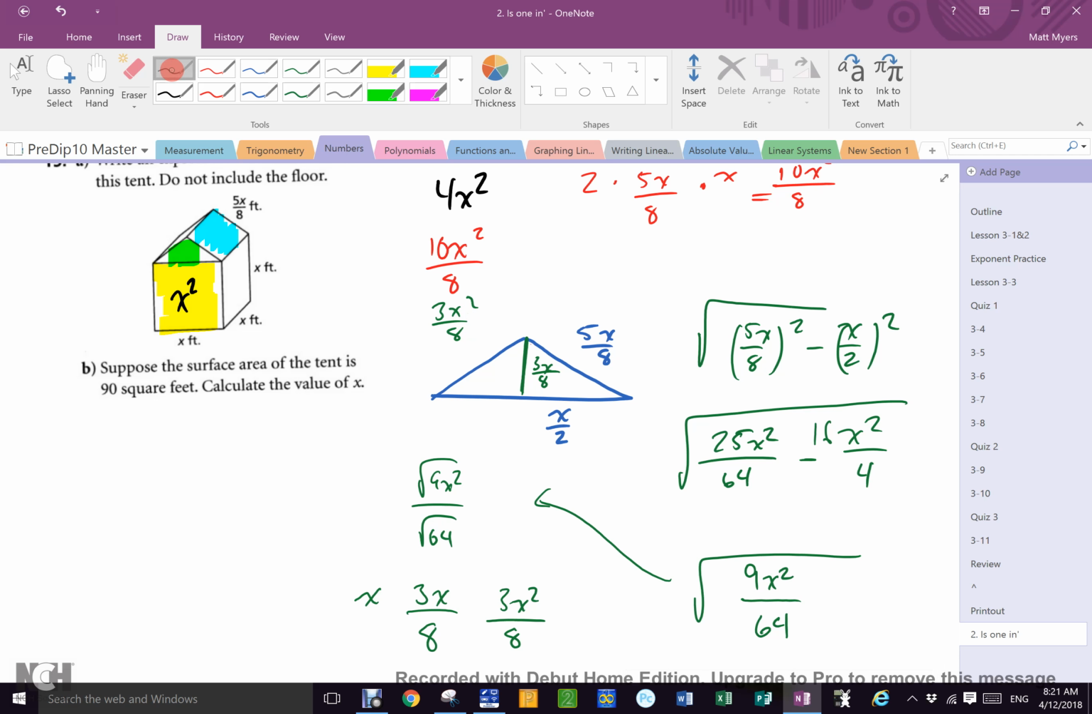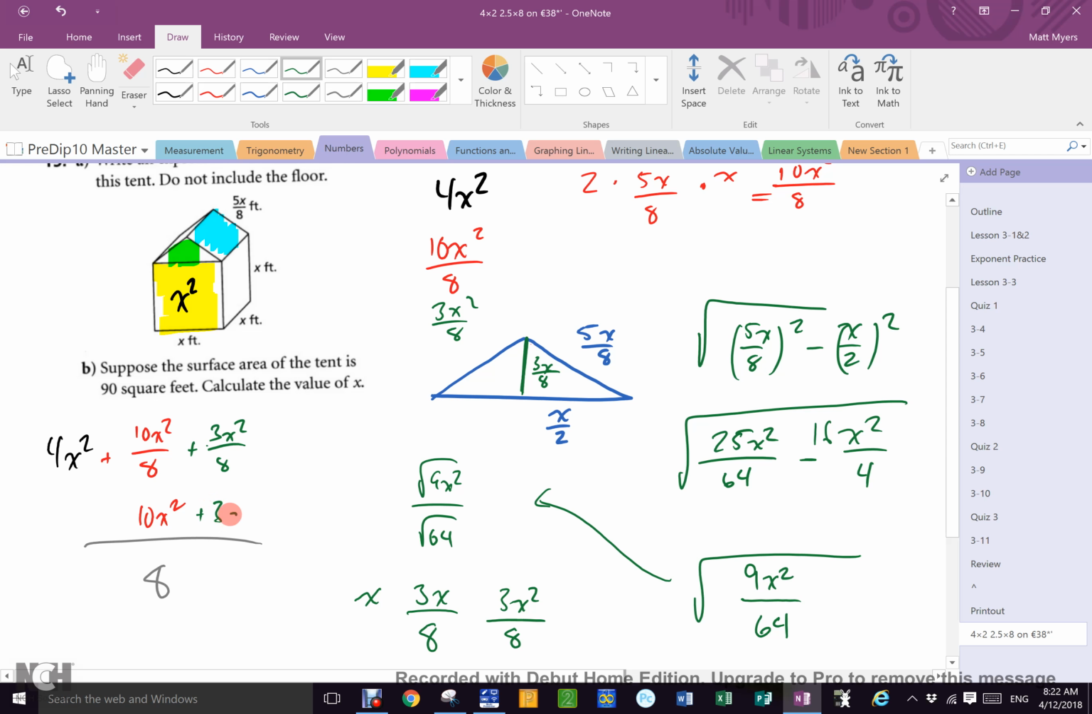So I have now 4x squared plus 10x squared over 8 plus 3x squared over 8. Yes? If I want to add all of them up, what do I need? Common denominator of what, Jalem? 8. I have 8 there, I have 8 there. Do either of those have to change? No. So I keep my 10x squared. I keep my 3x squared.